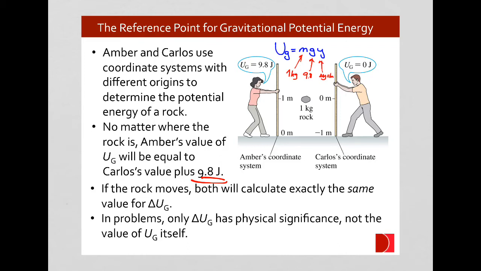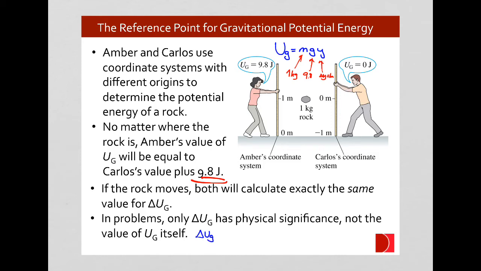And so as the object moves up or down, they'll still see the same change in gravitational potential energy. And thus, that's really what we're interested in, only the change in gravitational energy, not the value of any specific value. Any specific value of gravitational potential energy is arbitrary.